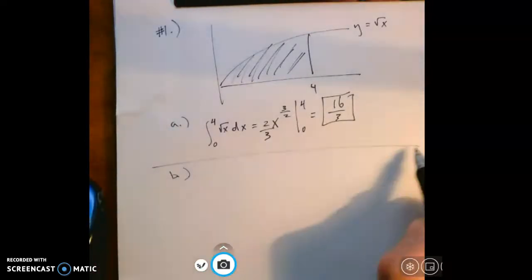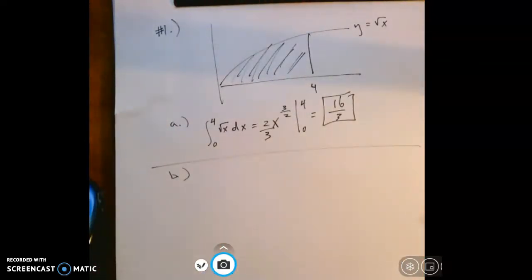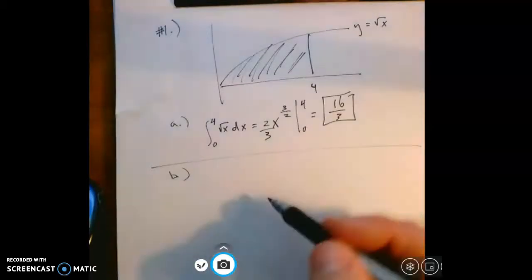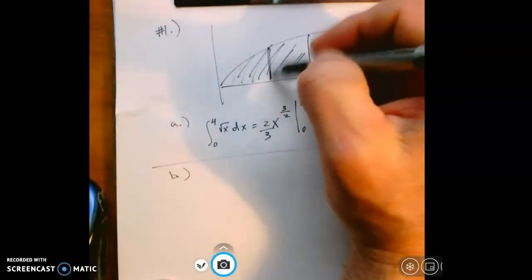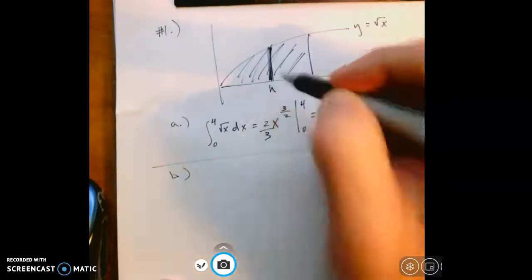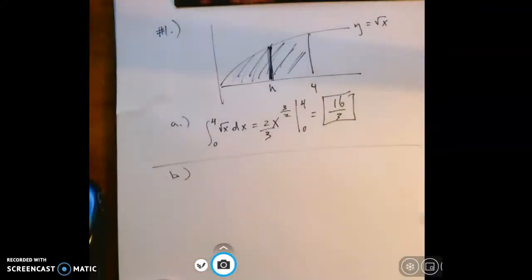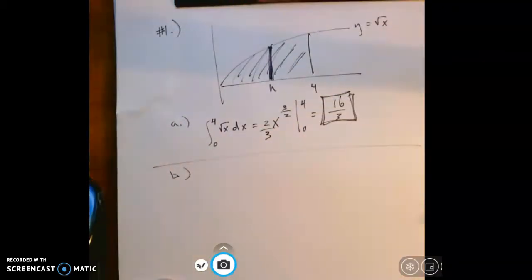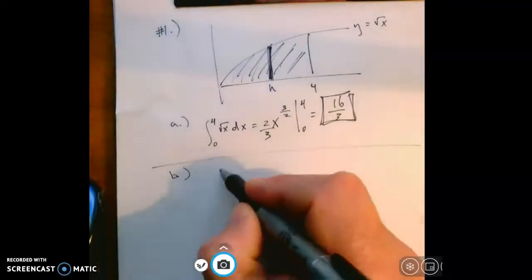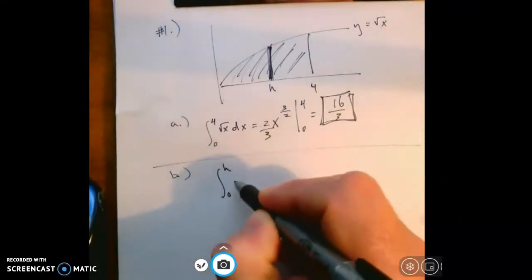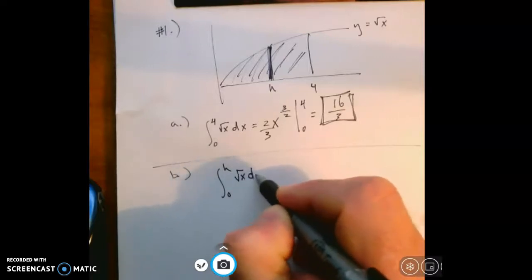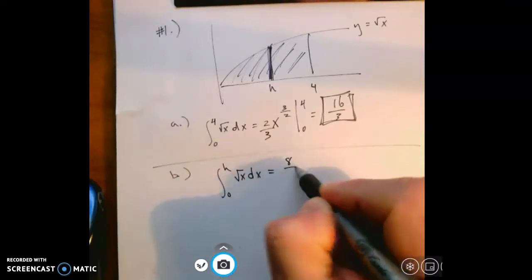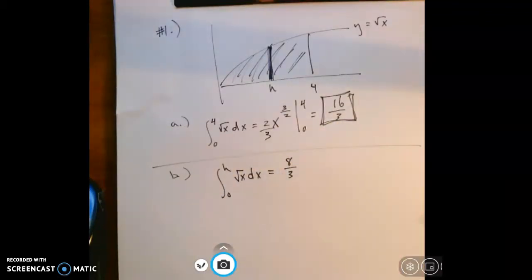Part B is a little more involved. It says find the value of h such that the vertical line x equals h divides the region into 2 regions of equal area. So we're looking for a value of h right there that divides this region into 2 equal pieces. Well, we know the full piece is 16/3, therefore we know the integral from 0 to h of the square root of x must be equal to half of this. So half of that is 8/3.